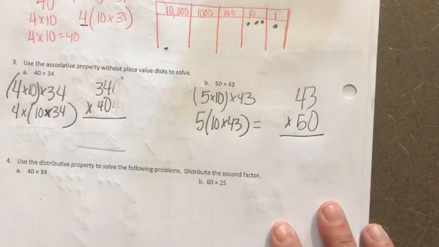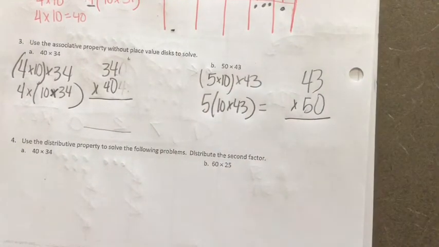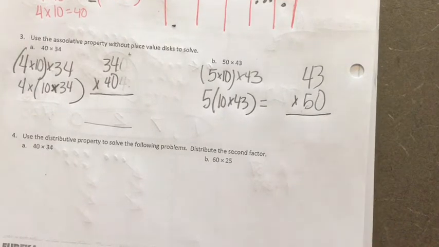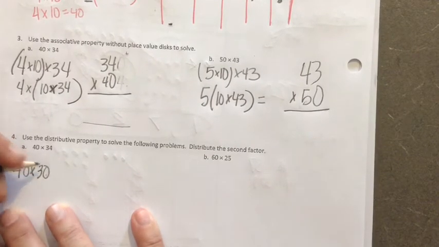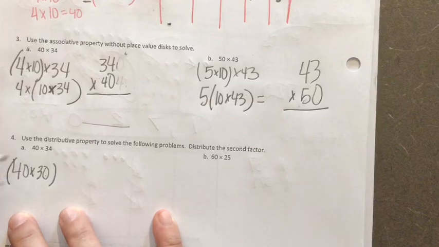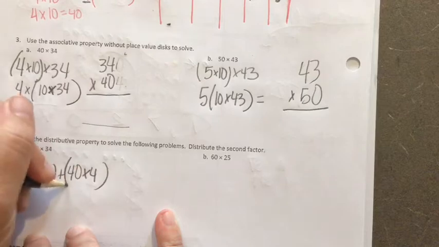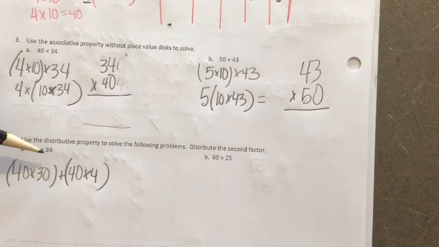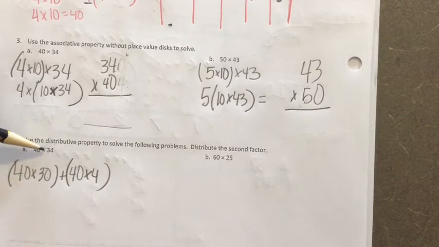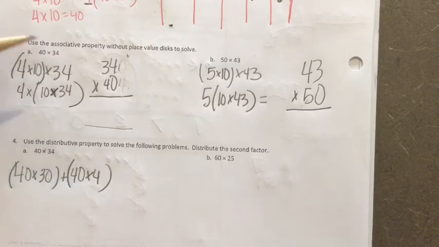Number 4. There's a lot of math on this problem set, huh? All right. So number 4 is asking you to use the distributive property. And that looks like this. 40 times 30 plus 40 times 4. So take a moment and think about what I have done to that 34. Yep, you're right. So I put the 30 over here and I put the 4 over here.